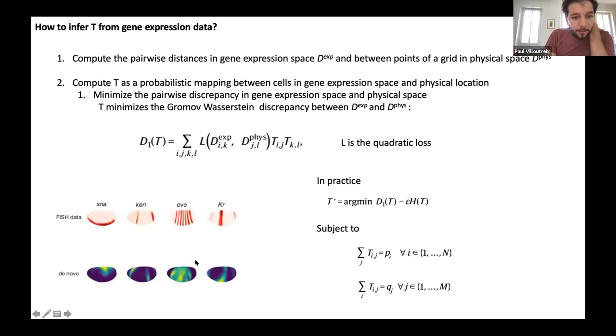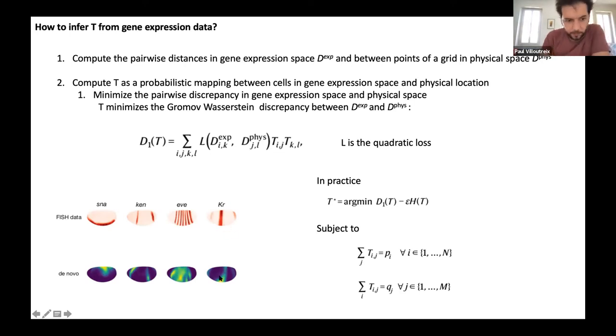And the result that they have is that from the 2000 genes, they can predict the position of, for example, this quantity snail. So for them, they predict that it will lie here, whereas for Ken, it will lie on those two stripes. For Eve, it will give you a blob. And for KR, it will give you one stripe.